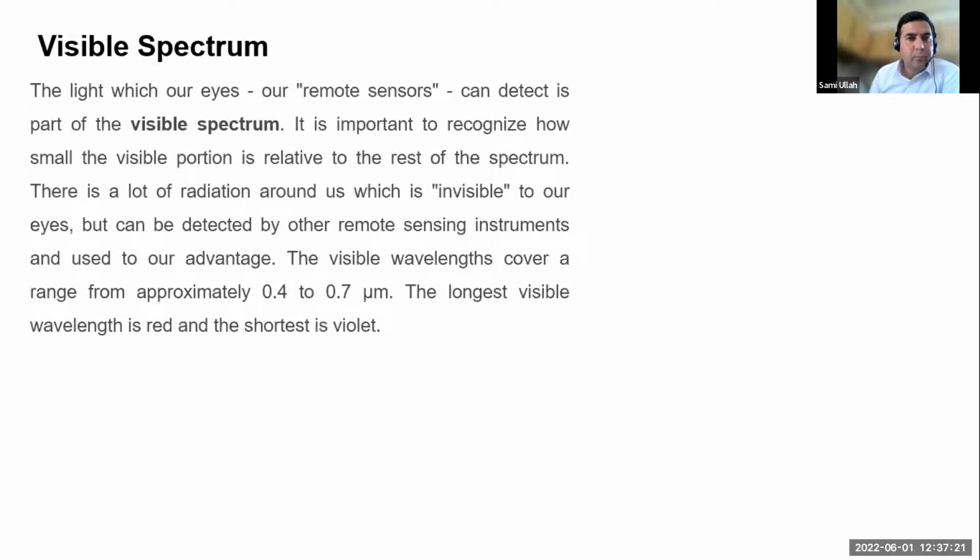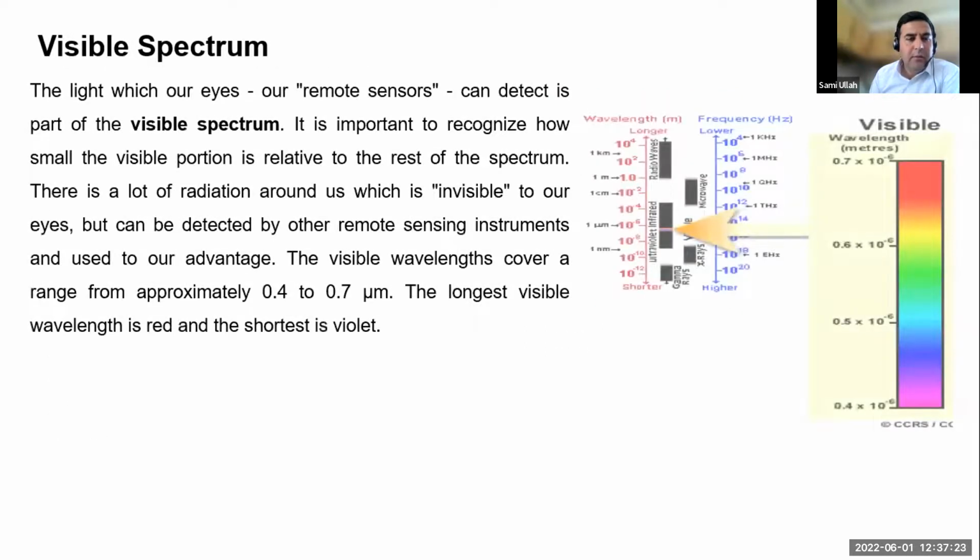So the light which our eyes and our remote sensing can detect is the part of the visible spectrum. That's the interest of our lecture, that we can only see the visible spectrum. So it is important to recognize how small the visible portion is relative to the rest of the spectrum.